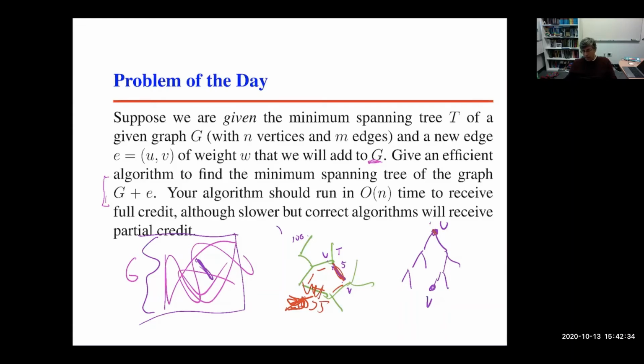Start from that vertex, do a traversal. When you discover the vertex V, go up the parents and ask yourself, for every one of these edges, are you heavier than the new edge? Once you find the heaviest one on this path, you will replace it with the new edge, and you will have the new minimum spanning tree.